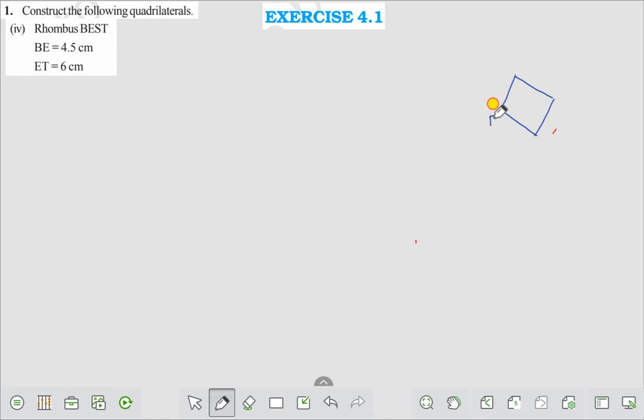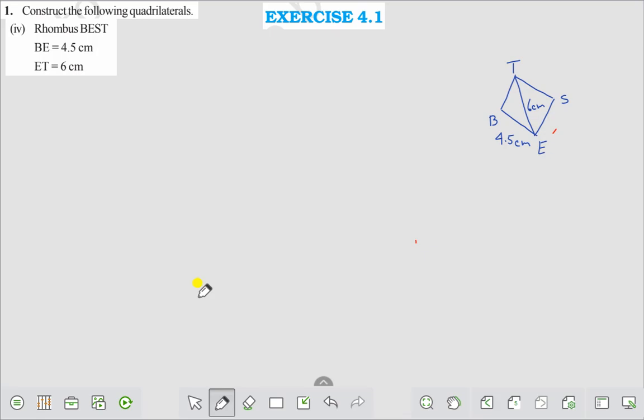B, E, S and T, and B is given as 4.5 cm. This is 4.5 centimeter, and ET is given as 6 centimeter. Right? We know that in a rhombus all the sides are equal.